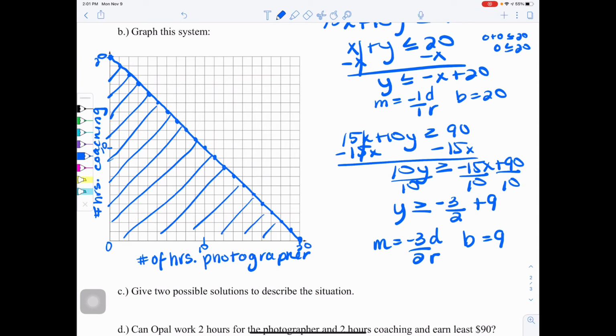And then I want to put my original inequality as my label, which is x + y ≤ 20. Okay, I'm going to switch to a different color just so you can read it a bit easier when watching the lesson. My other one is going to start at 9, and I'm going down 3, to the right 2.